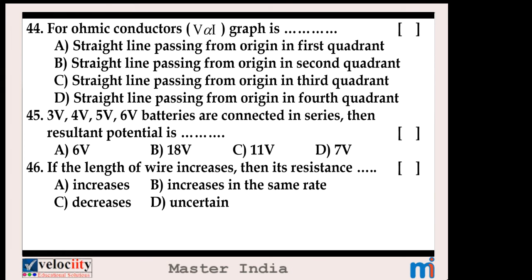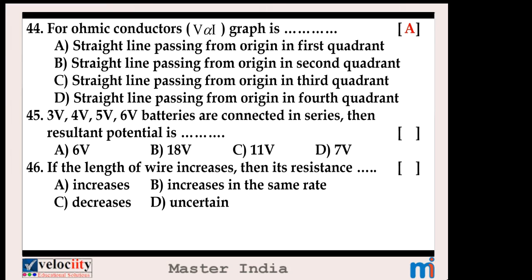44. For ohmic conductors, the V-I graph is A. Straight line passing through origin in first quadrant, B. Straight line passing through origin in second quadrant, C. Straight line passing through origin in third quadrant, D. Straight line passing through origin in fourth quadrant. Answer is A. Straight line passing through origin in the first quadrant.